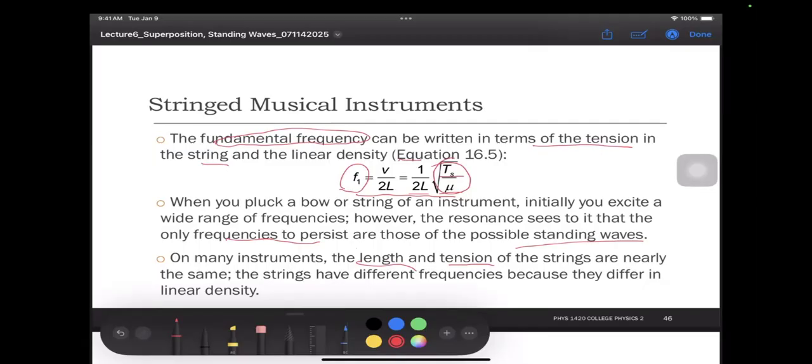On many instruments, the length and the tension of the strings are nearly the same. The strings have different frequencies because they differ in linear density. So for the linear density, do you remember what that is? It is related to the mass and the length of the string. Does it make sense to you? If you review the class we learned last week, you will know that. Okay, let's continue.